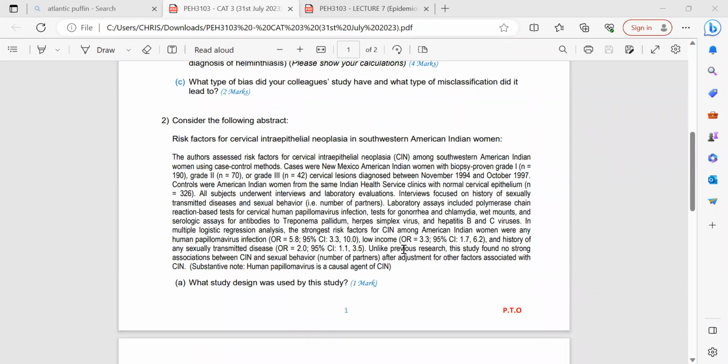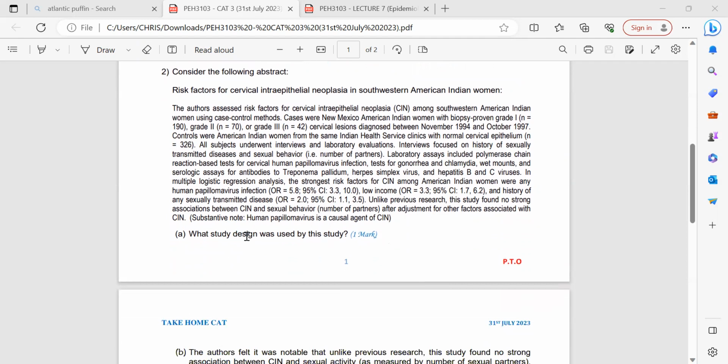Same confidence interval. So unlike previous research, this study found no strong association between CIN and sexual behavior, that is the number of partners, after adjustment of other factors associated with CIN. Human papilloma virus is a causal agent of CIN. So what study design was used by this study? Which type of case control was this?